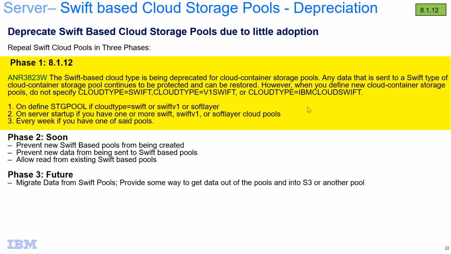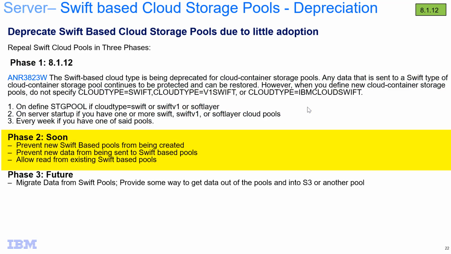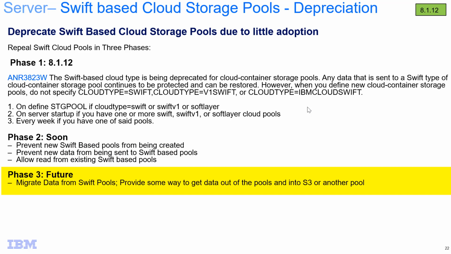However, when you define a new cloud container storage pool, do not specify cloud type equals Swift. The next phase of this process is we will soon prevent you from creating new Swift-based pools and prevent new data from being sent to Swift-based pools. And at that point, we would only allow reading from those Swift-based pools. And then further down the road, we will give you a tool to migrate data from Swift pools over to S3 pools.